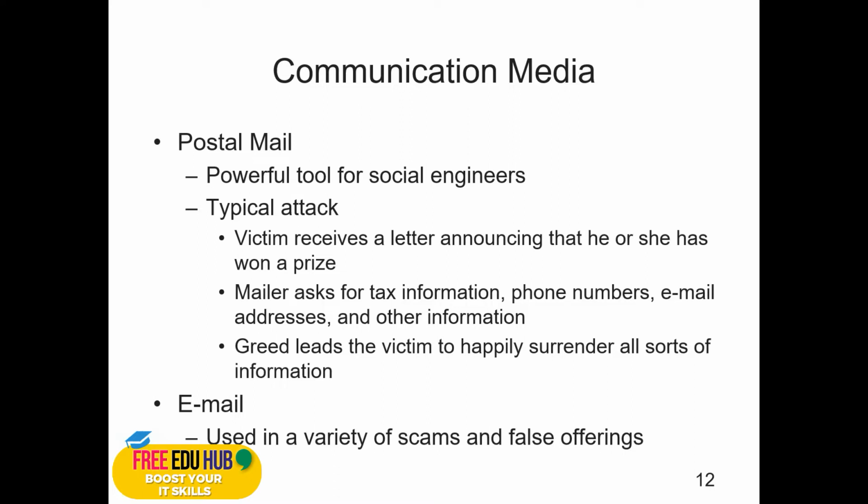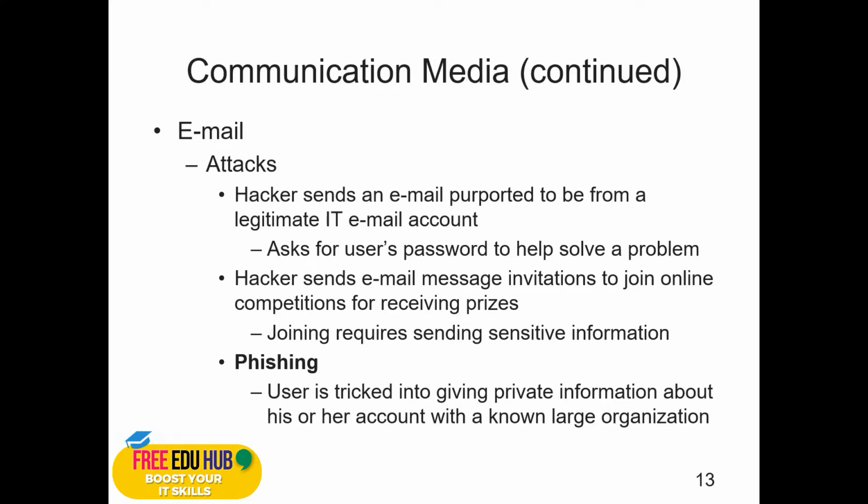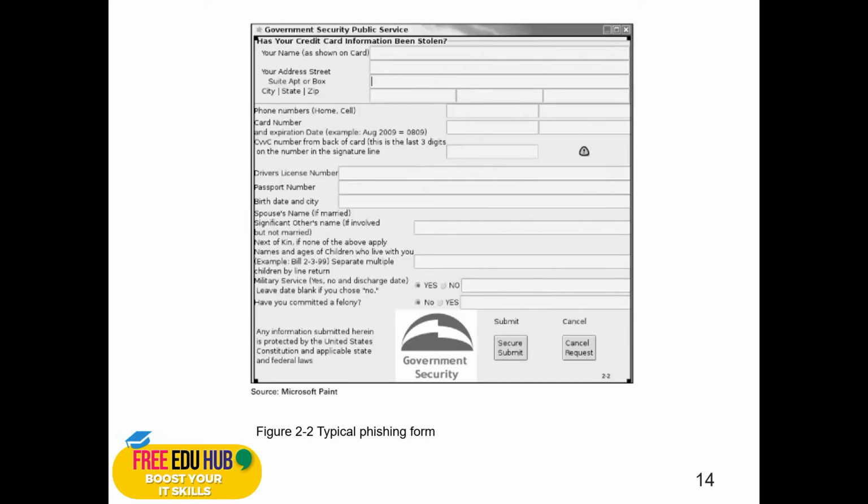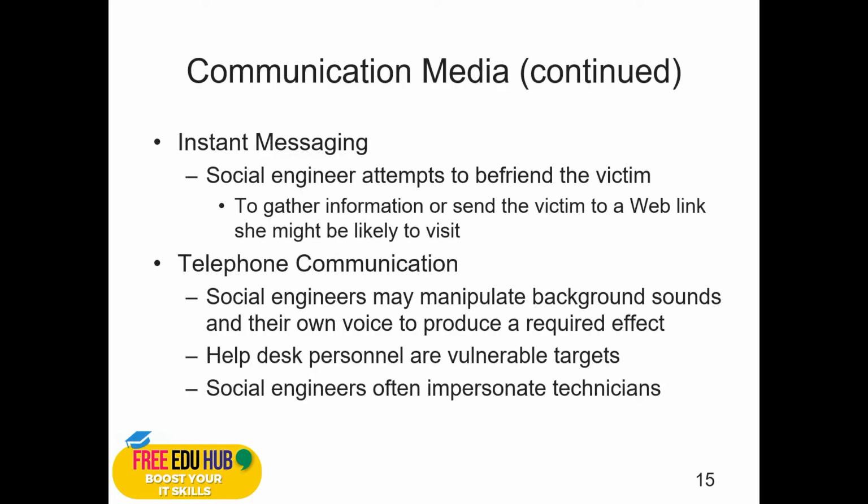Government, security, public service: they are just showing the typical phishing form that you might receive. It looks authentic, with the government security logo appearing and the rest of the information. It looks authentic, but it's not, because they work on it so that it looks very professional. With instant messaging, the social engineer attempts to be a friend of the victim to gather information and send the victim to a web link they might be likely to visit. Just like I received a WhatsApp message from a different country, plus 251, I don't know what that was. She was claiming that she worked with me on a project and still needed some help from me. The first thing you must do is block and report, so that they are not contacting anyone else.